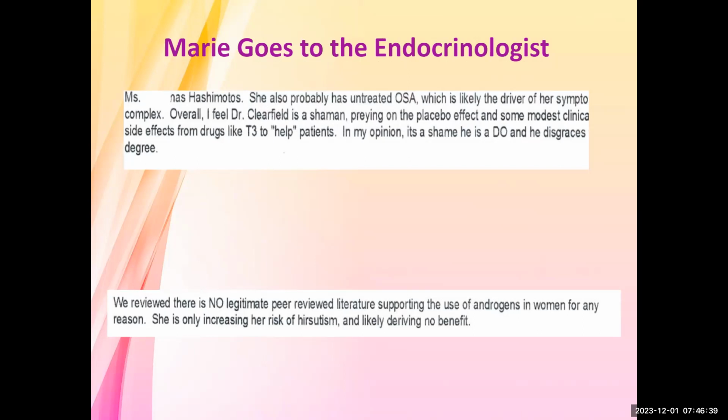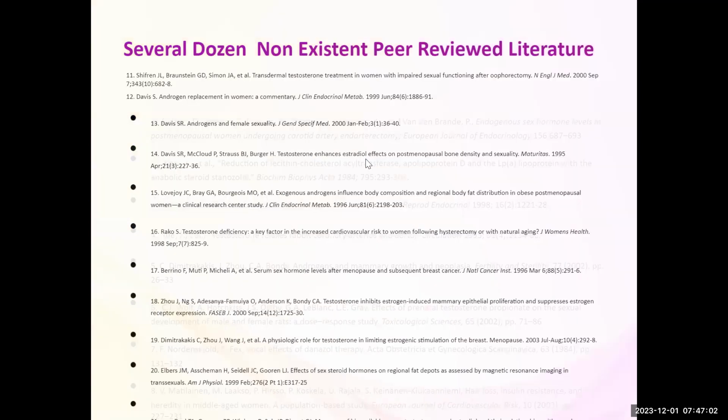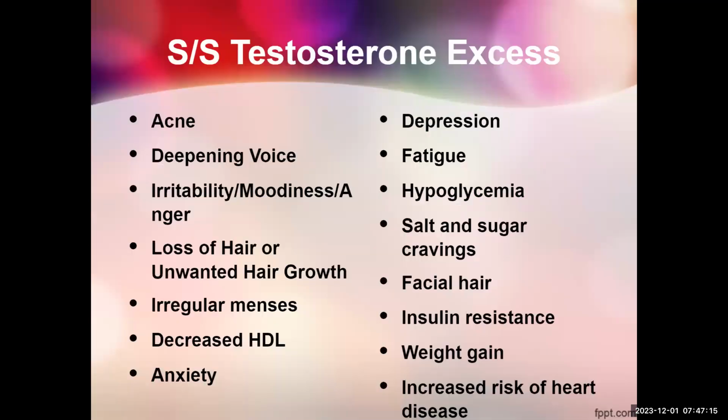I got other things to worry about. And further on there was that, you see the bottom one there? In big letters: legitimate peer-reviewed literature for the use of androgens in women for any reason. Okay, so there you go. So here are my several dozen non-existent peer-reviewed literature for testosterone replacement. Okay, so I think we made our point. Testosterone in women, 591,000 articles. Just in 2018, over 10,000 articles.